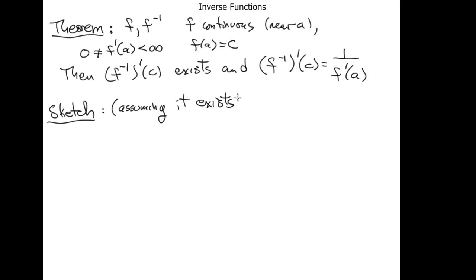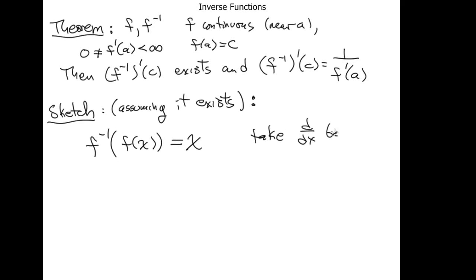And I'm not going to worry about the existence of the inverse. That's pretty straightforward, but let's just check. So assuming that it exists, it's easy to find a formula for it just by this. The f inverse satisfies this identity, and just take the derivative of both sides, and that will give you the formula that you want. So let's just be careful.